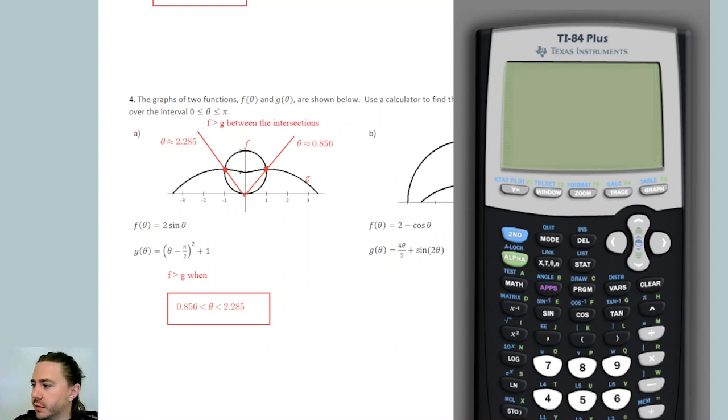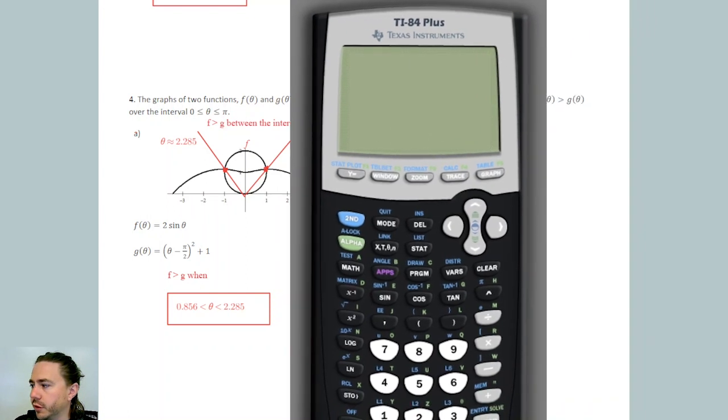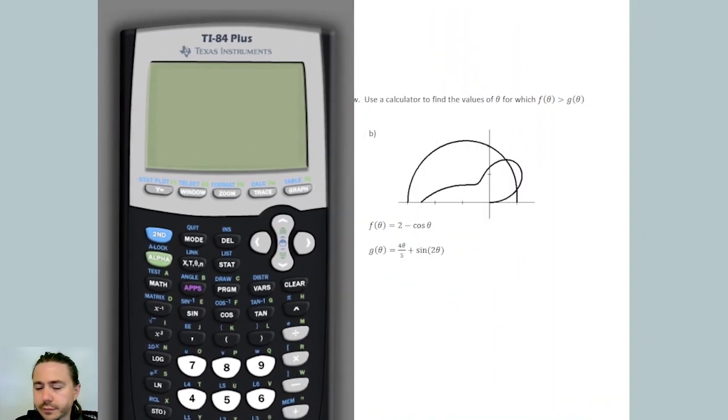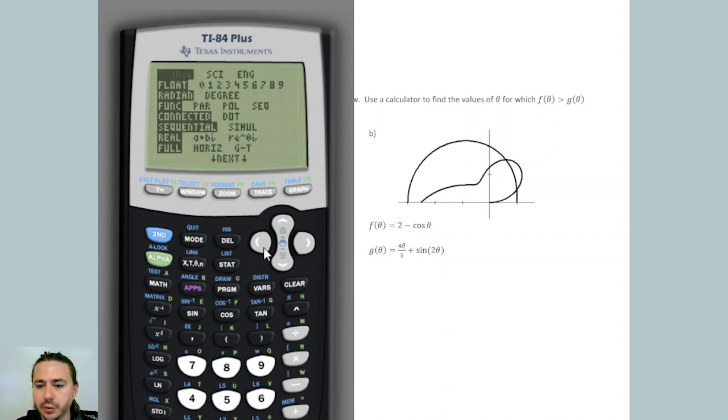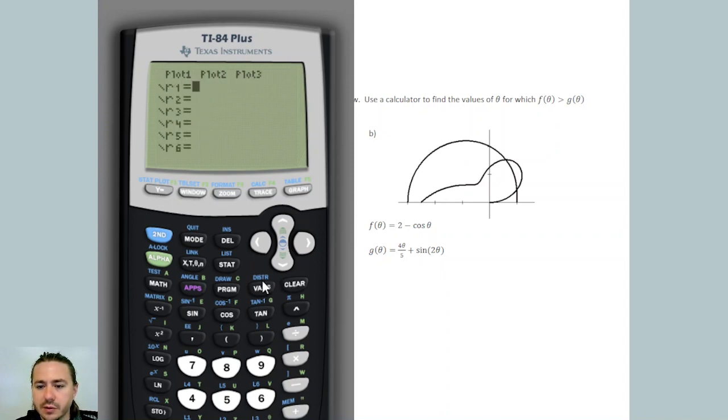Now part B is solved basically the same way. Let me move the calculator over here. We're still basically solving the same question. When is f greater than g? But first, let's figure out which one is f, which one is g. So I'll just type in one of them. Make sure you're in polar mode so that the graph looks correct. So I'm going to go to mode, change back to polar mode, and go to r equals, delete that, and I've got 2 minus cosine theta.